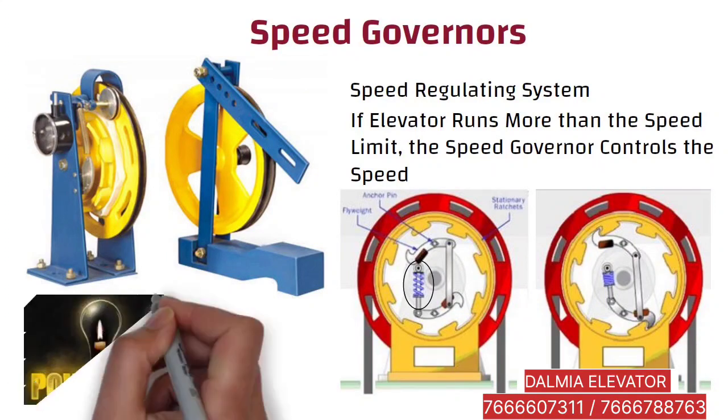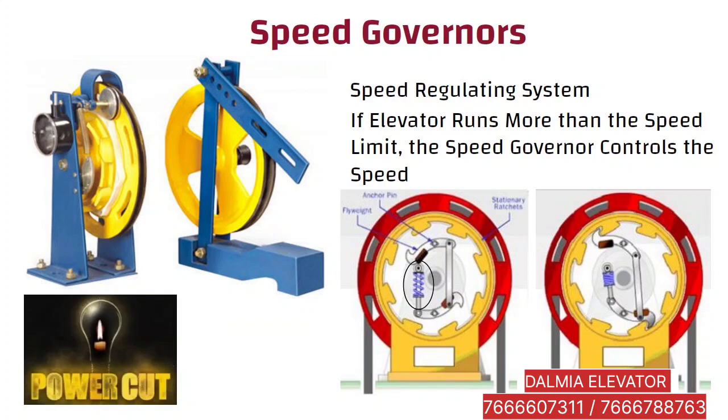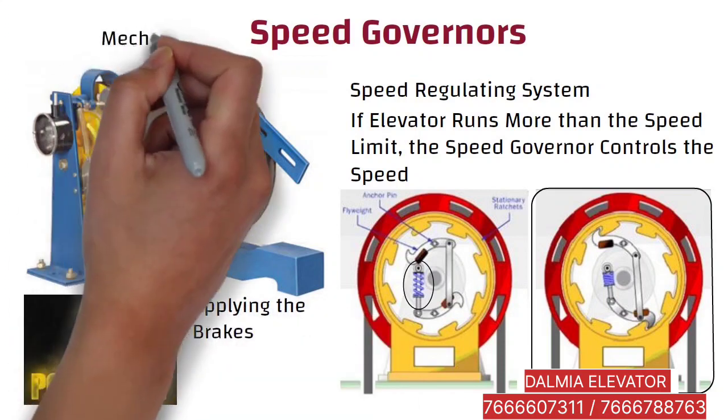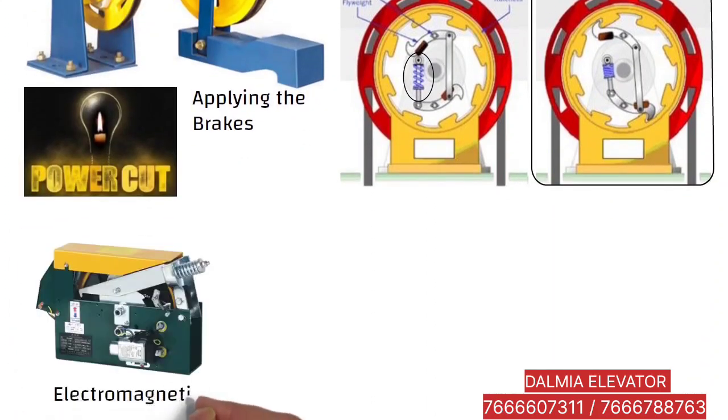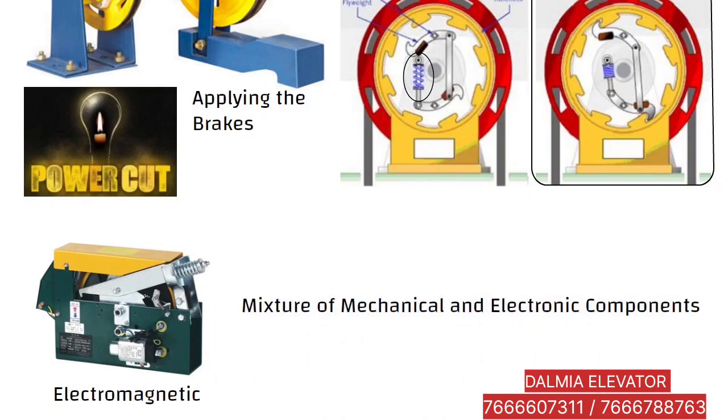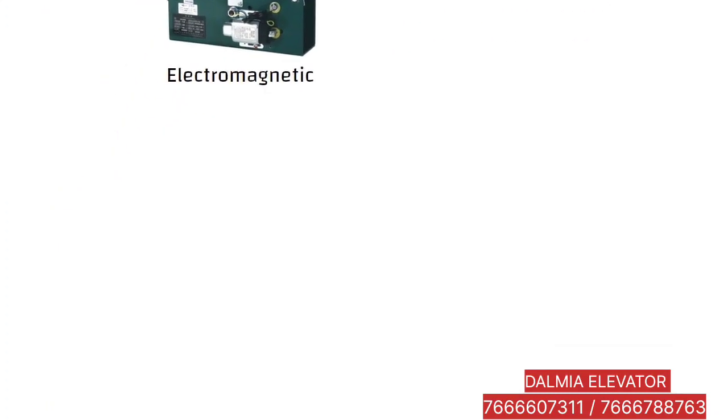First, they might cut power to the lift motor. If that fails and the lift continues to accelerate, the arms will fly out even further and trip a second mechanism applying the brakes. Some governors are entirely mechanical, others are electromagnetic. Still others use a mixture of mechanical and electronic components. It is usually attached to the bottom of the car and it is also known as governor rope.